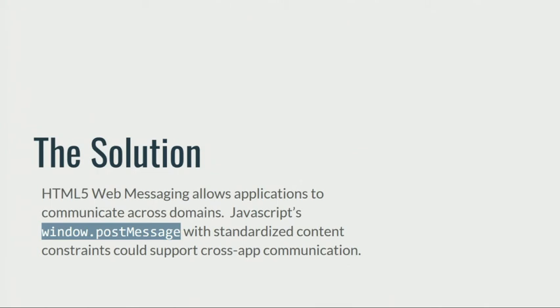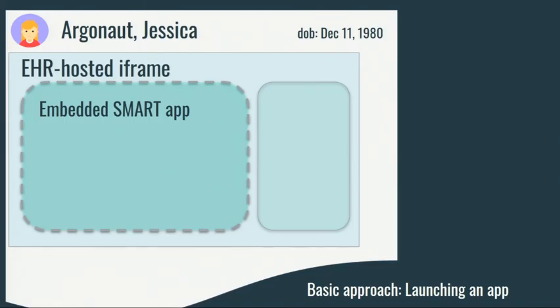The idea is that applications being hosted in two different domains can communicate with each other, a bidirectional communication channel using this window post message. And if we add to that standardized content constraints, we could put together essentially a series of messages that would be approved for those applications and the EHR host to talk to each other. So this is how this might look.